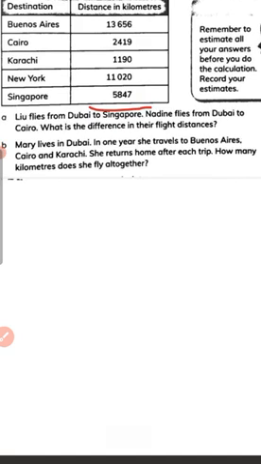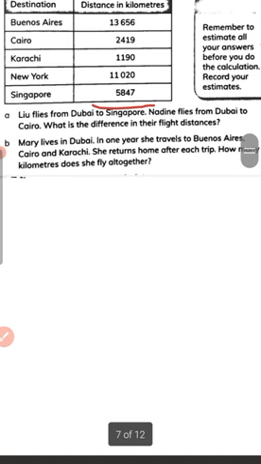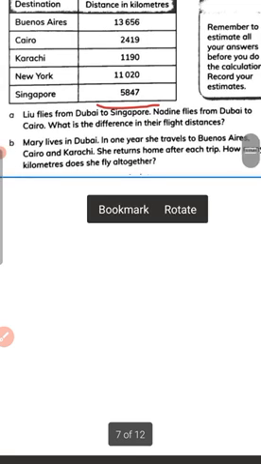Nadine flies from Dubai to Cairo. What is the difference in their flight distances?